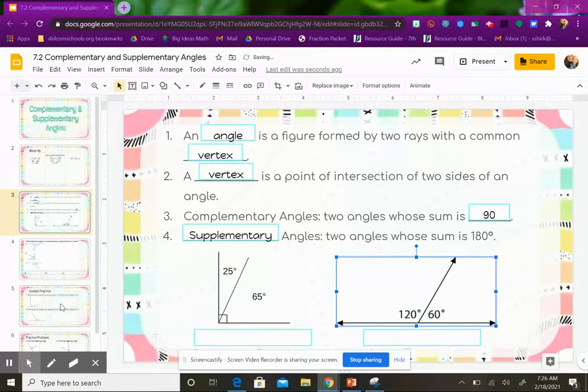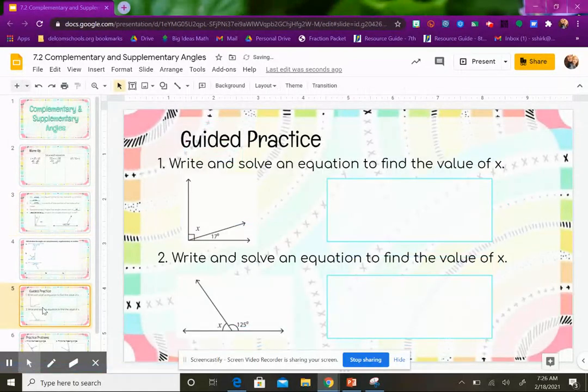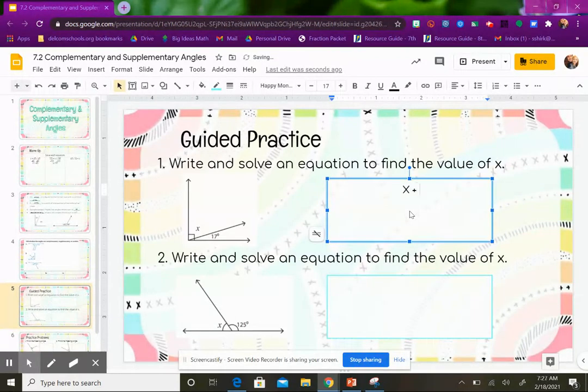I want to show you what we're going to do with that. I'm going to skip slide 4 and we'll do 5 real quick. It says, write and solve an equation to find the value of x. When I'm looking at number 1, I see that those both add up to 90 degrees because it's a 90-degree angle. So the equation is x plus 17 is equal to 90. I want to know what x must be if the other angle is 17 and they have to add up to 90. So 90 minus 17 is 73, and my answer is x equals 73.